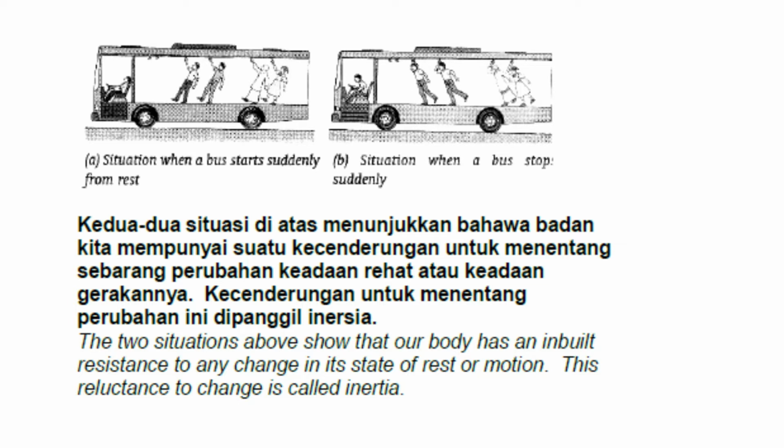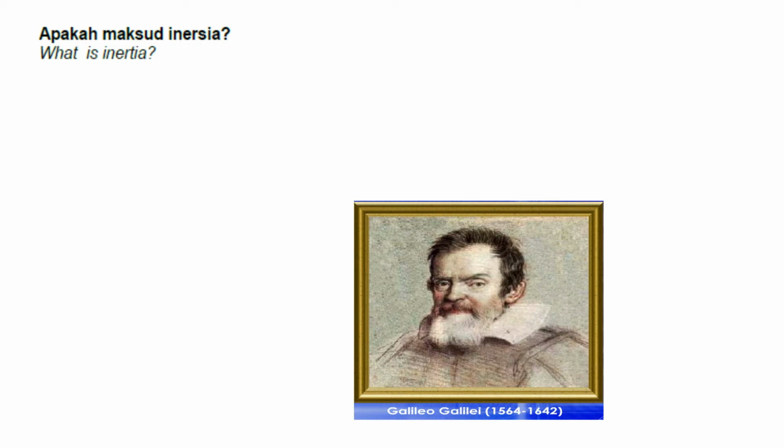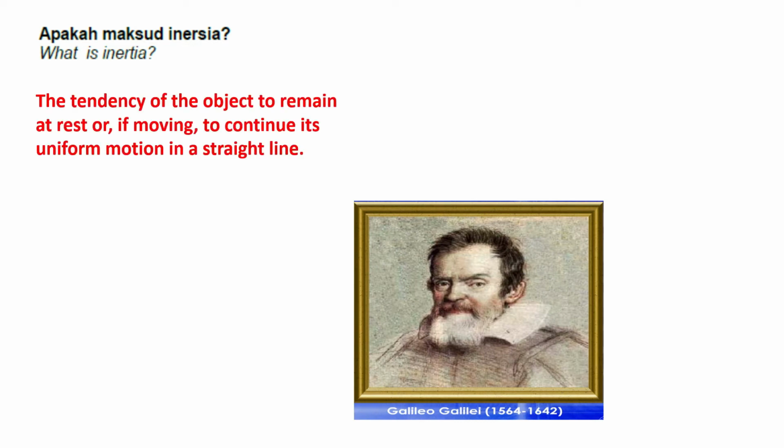Let's say the bus is moving and then suddenly it stops. Then our body will move forward. At this time our body resists the change, the change to stop. So that is called inertia, the tendency of our body to resist any changes in motion. So what does inertia mean? It is the tendency of an object to remain at rest, or if moving, to continue moving in a straight line.